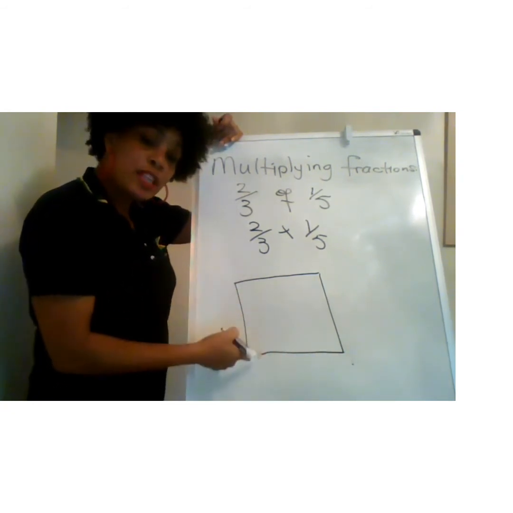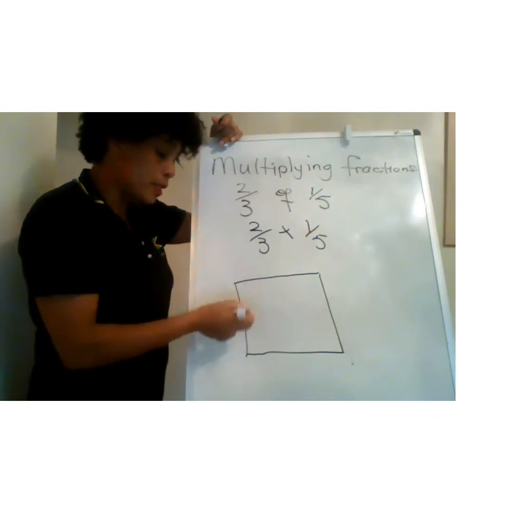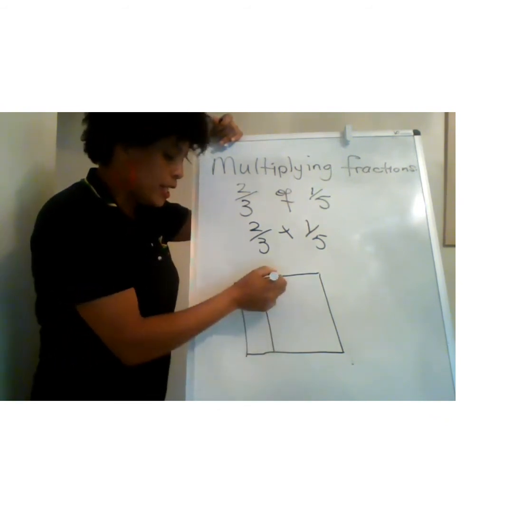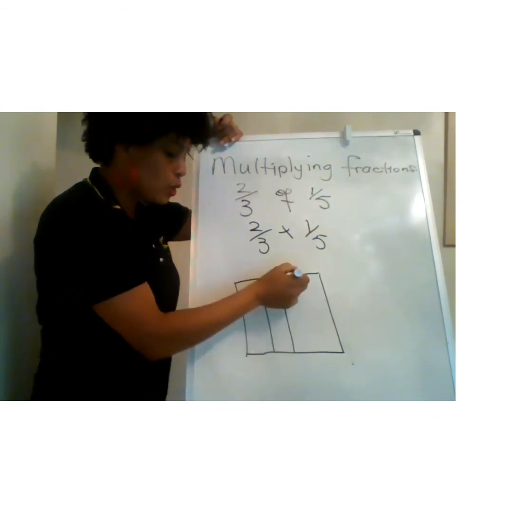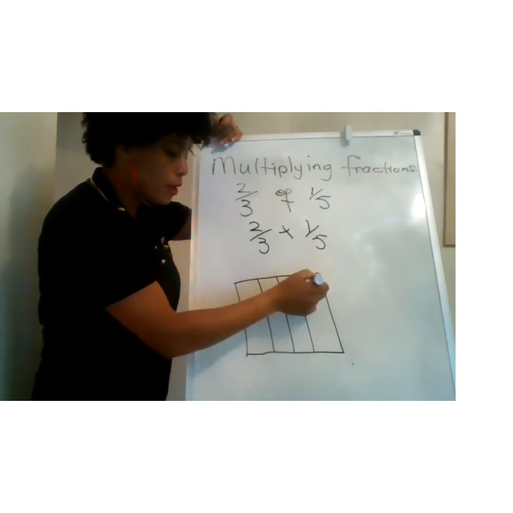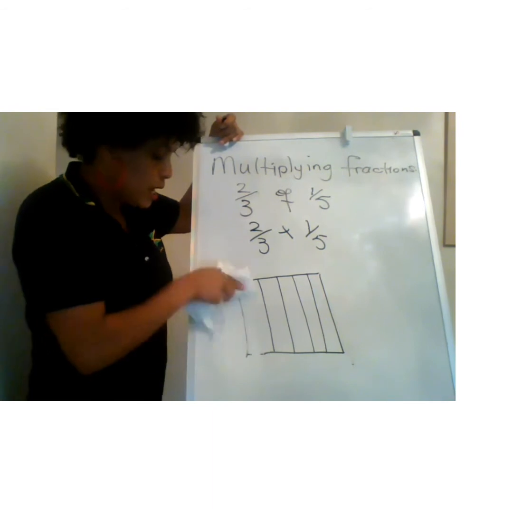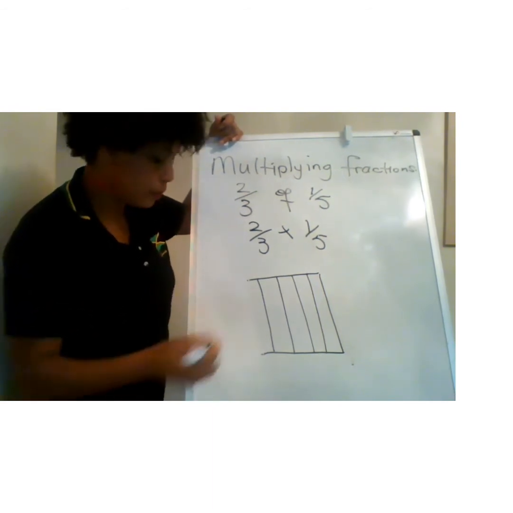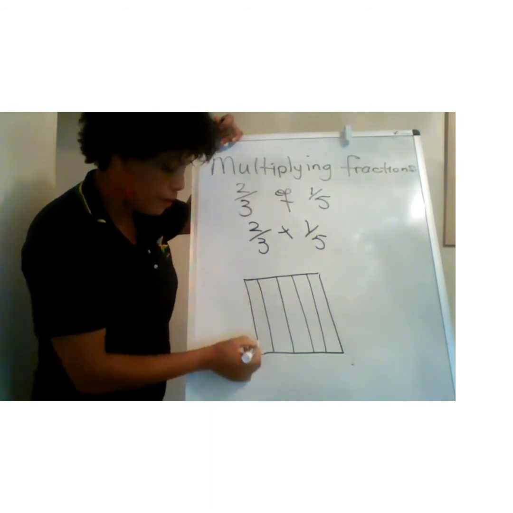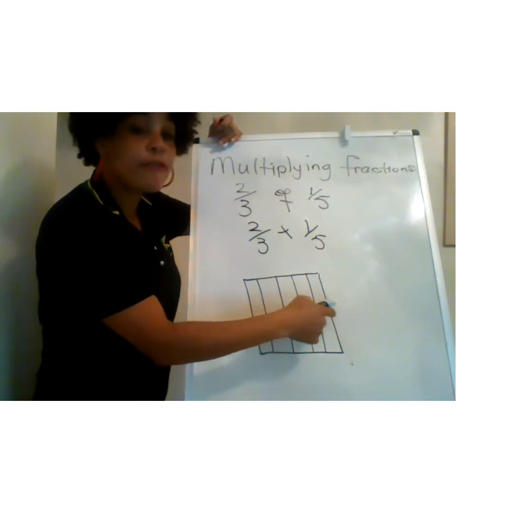So I'm going to cut this shape up into 5 equal parts. Now, remember that I'm just using my free hand to draw this, so it might not look like 5 equal parts. But we're going to assume that it is 5 equal parts. Let me make this one a little bit smaller. So here we have 5 equal parts: 1, 2, 3, 4, 5.